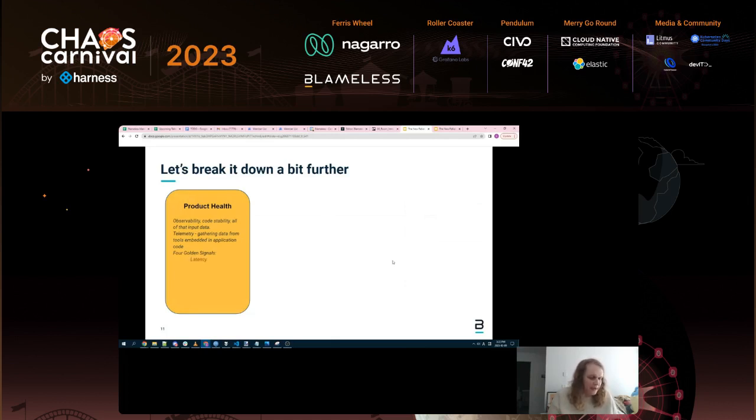Your 4 golden signals of latency, error rate, traffic, and saturation. This is stuff that generally is familiar to most engineers. It's the stuff that's easiest to quantify, easiest to capture, and easiest to work from.